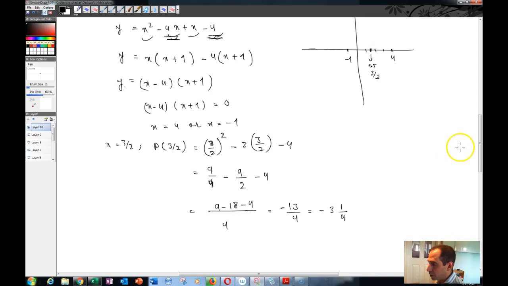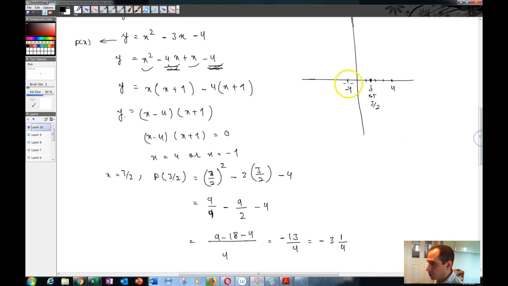So negative 3 and 1/4 would be right over here, 1, 2, 3, and then 1/4 would be somewhere over here.